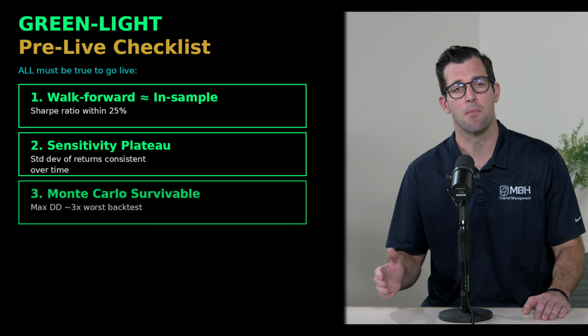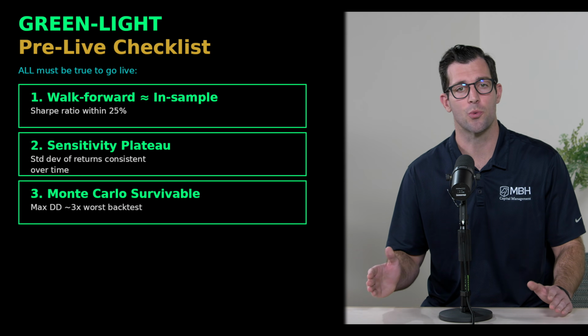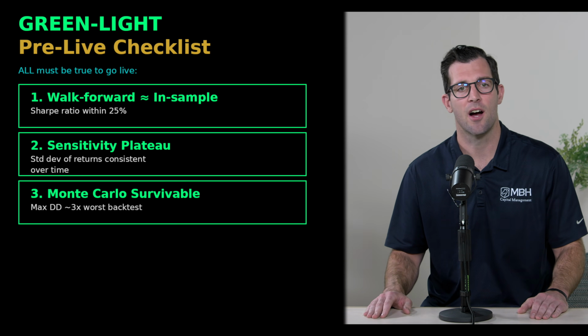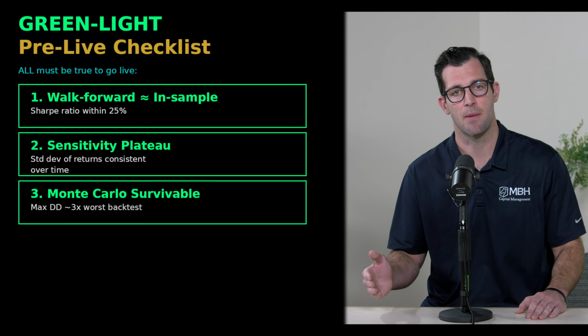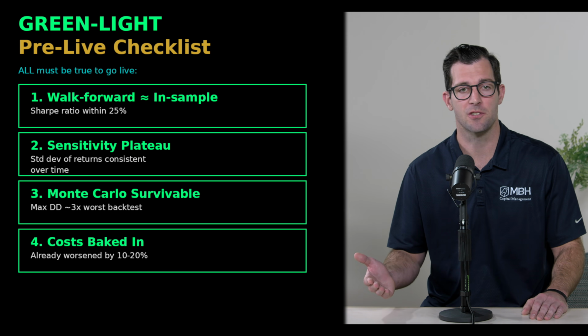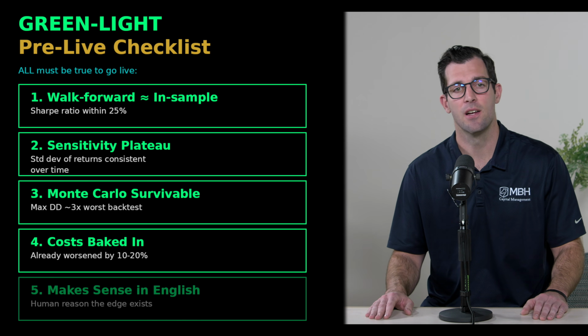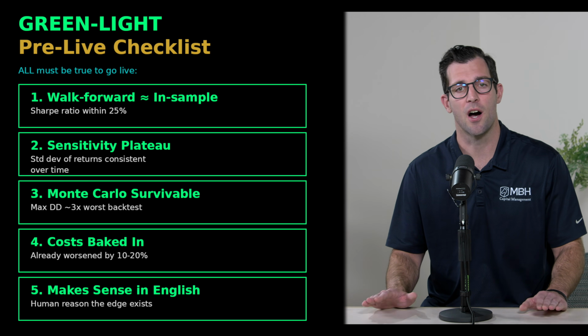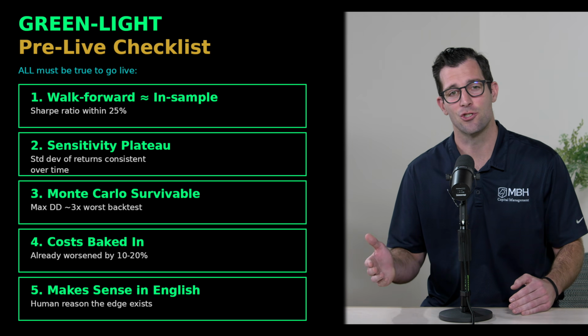3, Monte Carlo analysis says my worst realistic path is survivable, with the Monte Carlo max drawdown around 3 of the worst performances on the backtest. And 4, costs of slippage are baked in, and I even worsen the actual slippage by 10 to 20% of what I've experienced in real life to make sure my test is robust. And 5, the strategy still makes sense in plain English. There's a human, understandable reason that the edge should exist.